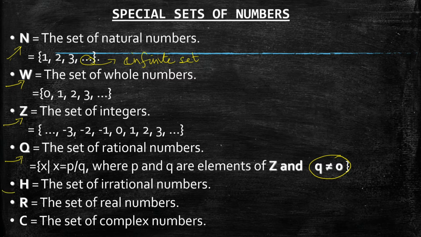Then we have the irrational number set, which is denoted by a capital H. Similarly, your real number set and your complex number set. I hope and I believe that you have understood that all these special sets of numbers, you can clearly see that these are all going to be infinite sets. They have so many elements which we cannot count.